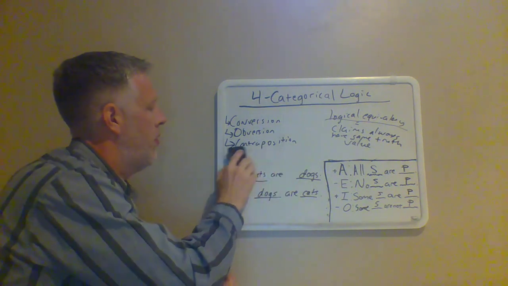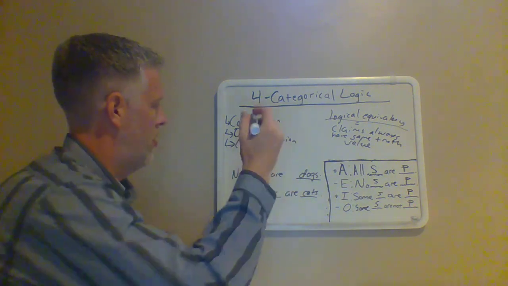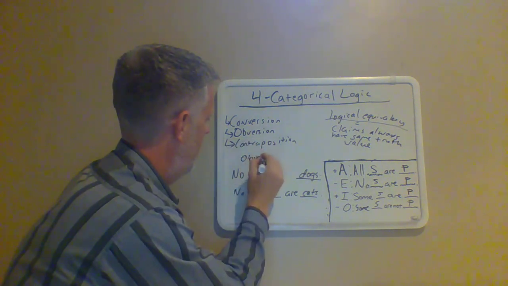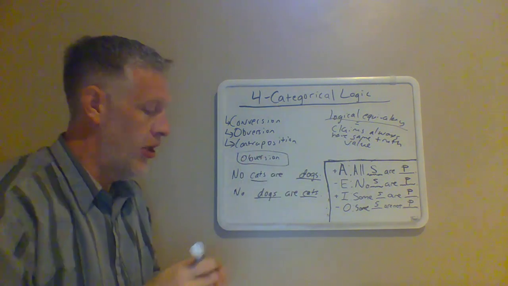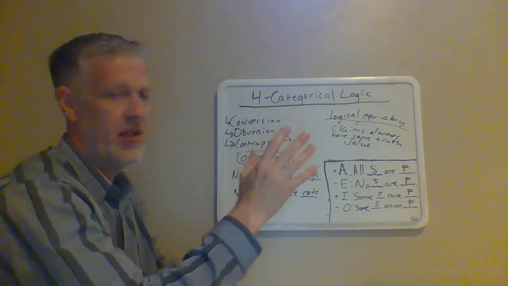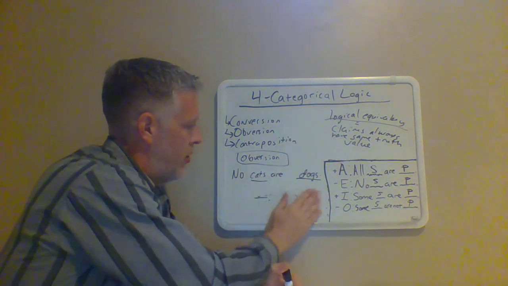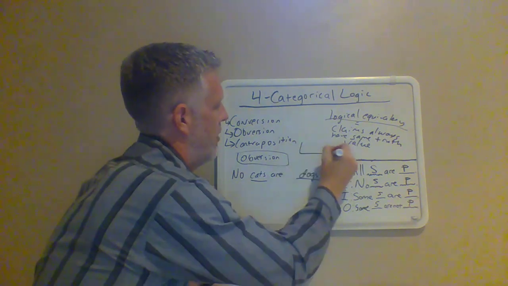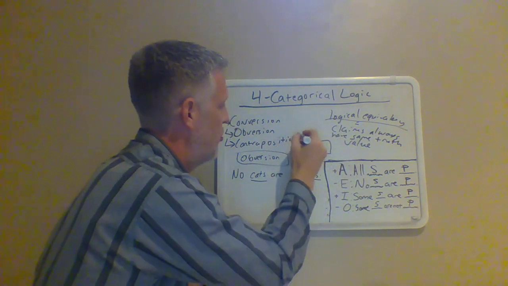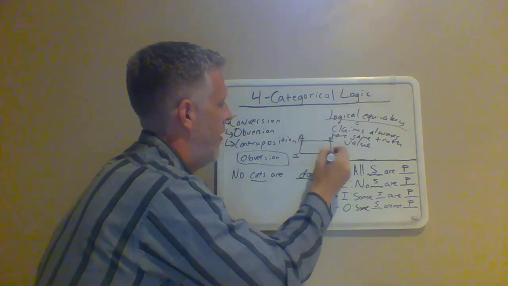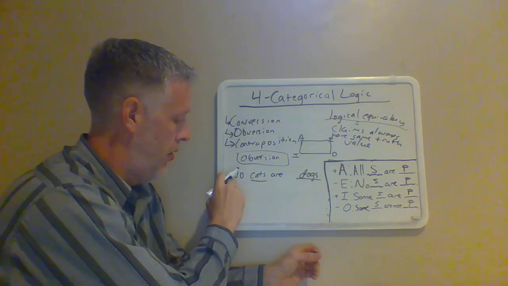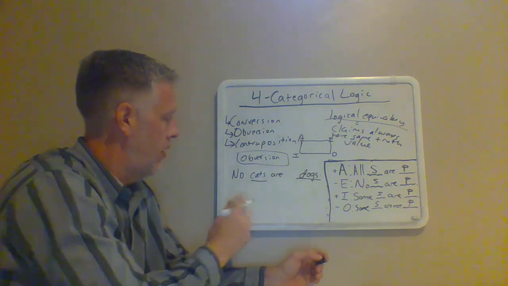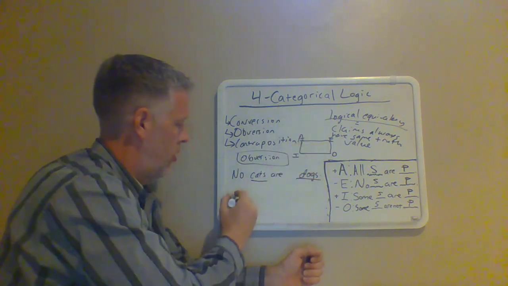So let's go with obversion here. Obversion, there we go. So the first thing you do is you go across the square of opposition. Let's say we started with no cats are dogs. You remember the square of opposition, right? You've got to commit that to memory, or the rectangle of opposition. A, E, I, O. So if you start with an E claim, when you obvert it, the new claim is going to be an A claim.